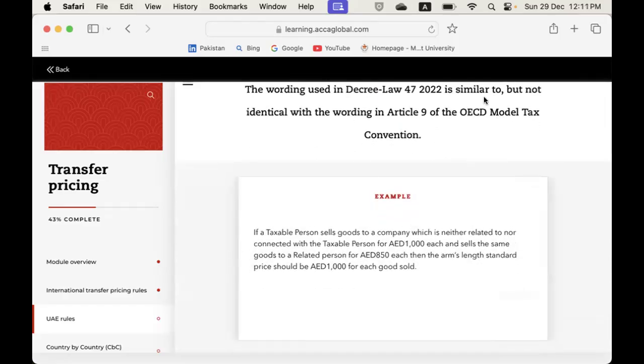The wording used in the decree law is similar to, but not identical with, the wording of Article 9 of the OECD Model Tax Convention. So you need to remember that the corresponding article in the OECD Model Tax Convention is Article 9, which addresses what? Two aspects. One, associated persons. It defines what is meant by associated persons, and it also defines the arm's length principle. It also talks about control.